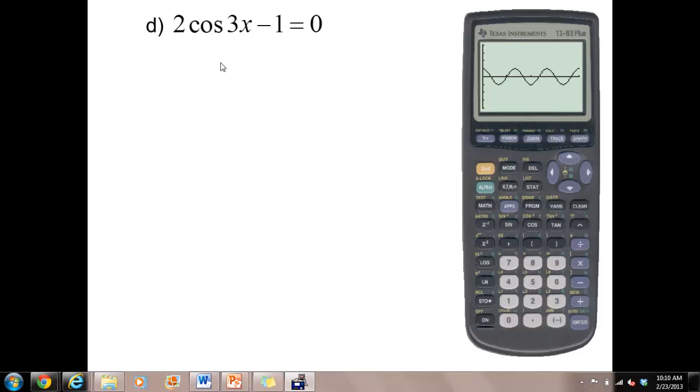We call this frequency. In other words, that 3 affects the period, the distance it takes before the graph starts to repeat, but it also affects the frequency, which is how often the graph occurs over the interval 0 to 2 pi. Whatever that number is, that's the frequency. So in this case, the frequency would be 3. I get 3 graphs over the basic unit circle interval.